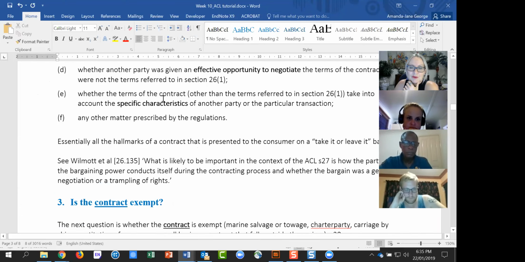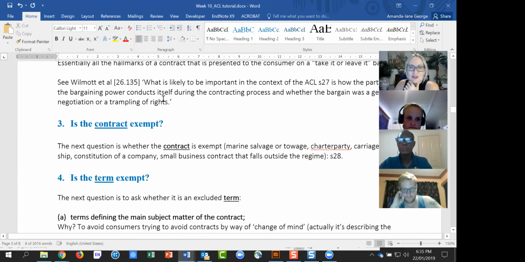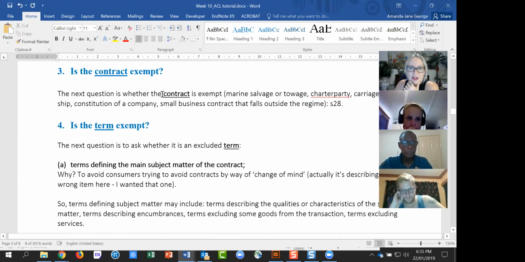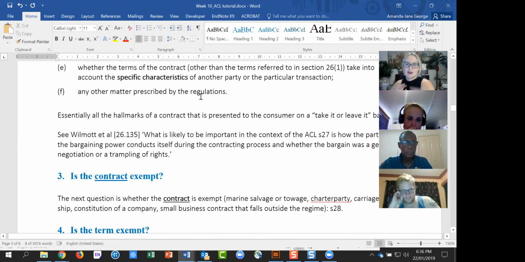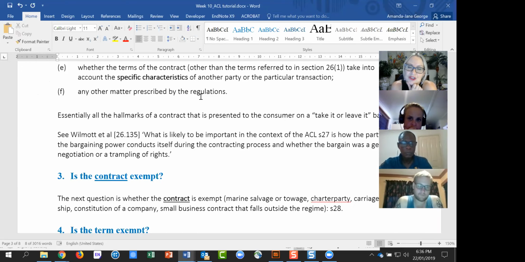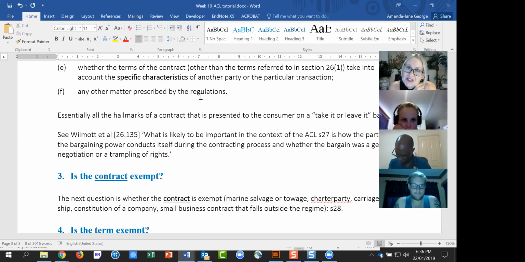Okay, so we've looked at whether or not it's standard form. Exempt terms. So you've got these weird little terms that are exempt. Remember, let me go down here and see, because I don't want you to see the next bit. So marine salvage or towage, charter party, carriage by ship, constitution of a company or things like companies, small business contracts that fall outside the regime, all those things are exempt. I don't think the festival tickets will fall into something like marine salvage. I don't think the contract is exempt.